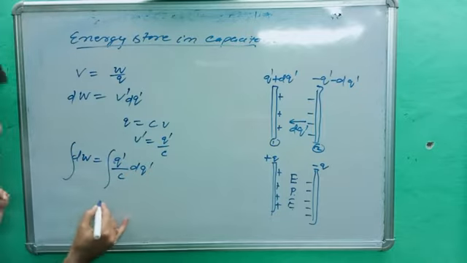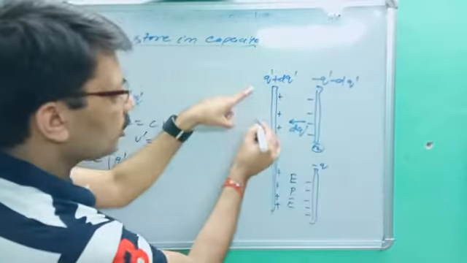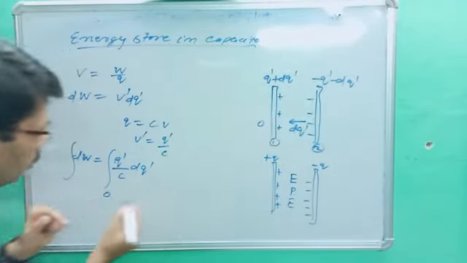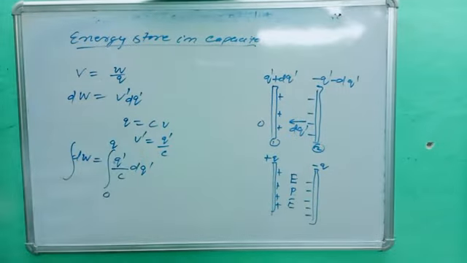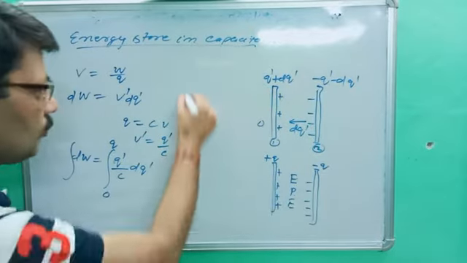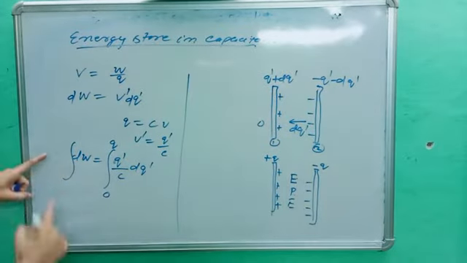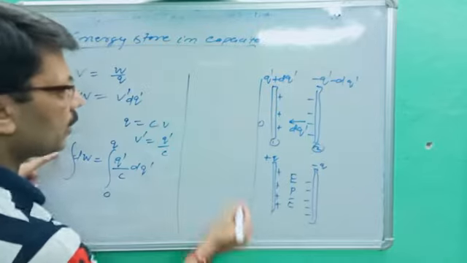You have to integrate, and it starts from 0. Initially its charge was 0. Now it becomes plus q. So from 0 to q, this is the limit for this one. Are you getting the point? Very easy point. So dW integration is what? The integration of dW.